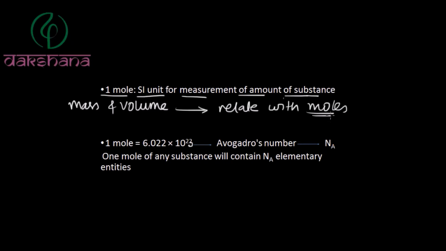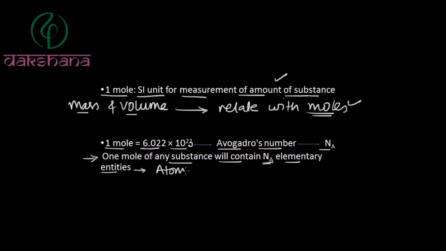So in chemistry, most of the time we will use mole as a unit for amount of substance and not mass and volume. So in chemistry, this 1 mole is just a number, and this number is 6.022 into 10 to the power 23, and we call this number Avogadro's number, and we represent it by a capital N with a subscript A. So I can write that 1 mole of any substance will contain this N_A number of elementary entities, and these elementary entities can be anything.